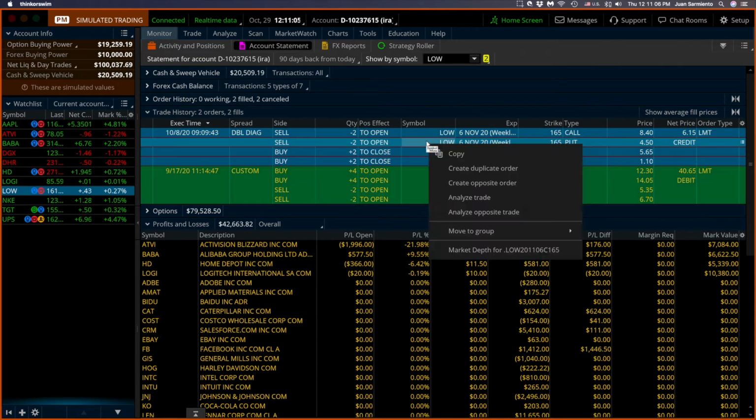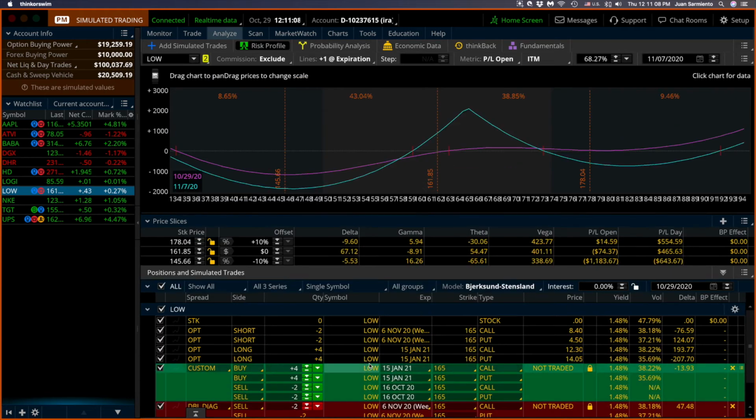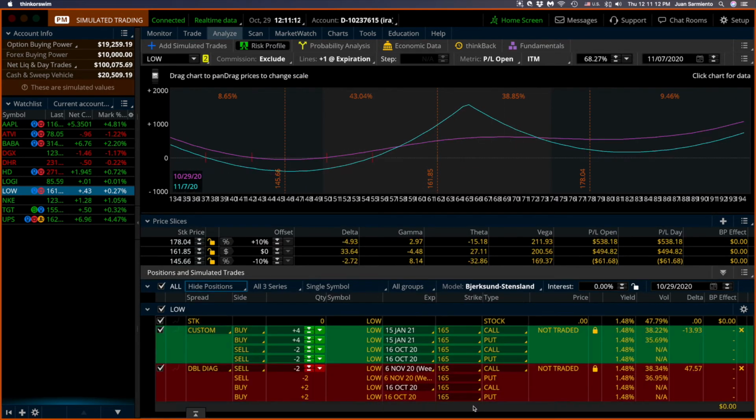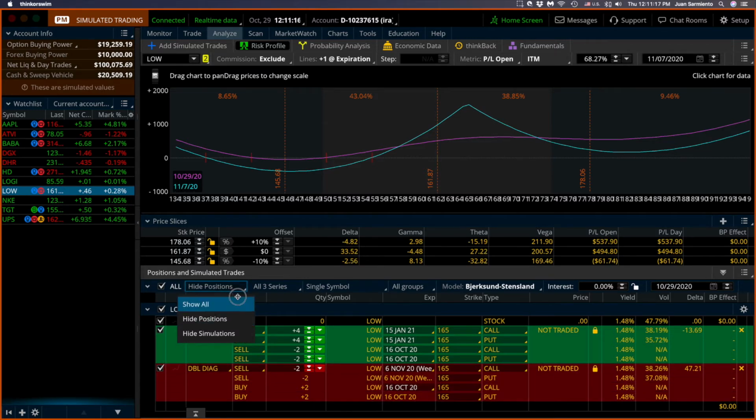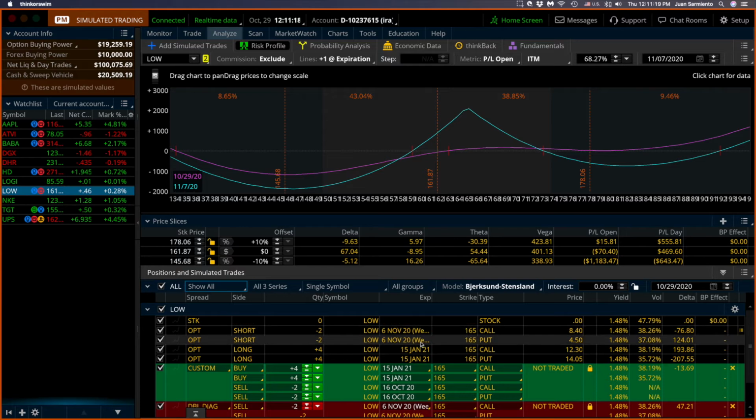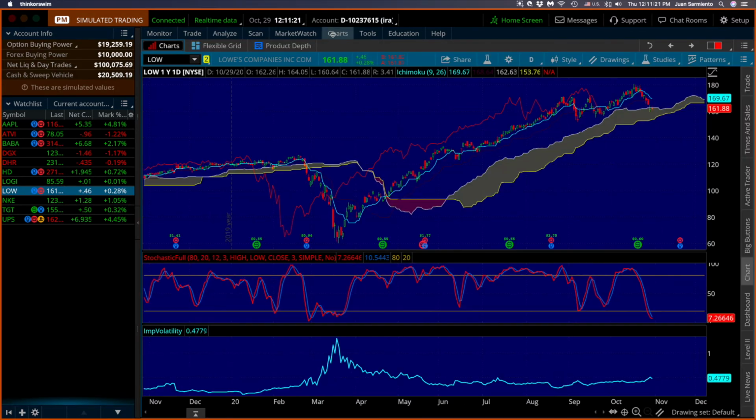Just right click and then say Analyze Trade, and that takes it to the Analyze tab. You can hide the current position, and this is my profitable trade. And let's show all, and here we can do a rollover in this one too. Do I want to? Yeah, I think I want to do that.